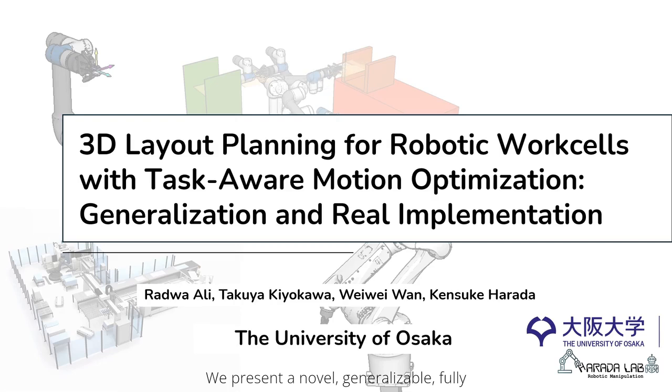We present a novel, generalizable, fully automated layout planning framework for robotic work cells, designed to integrate detailed task, grasp, and motion planning within a true 3D spatial context. This system is validated not only through simulations, but also with real-world implementation, ensuring both practicality and reliability.